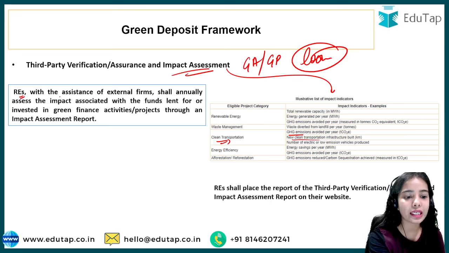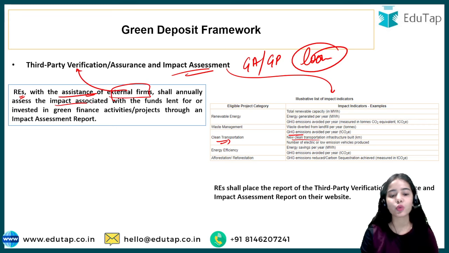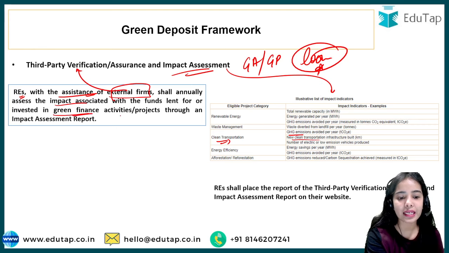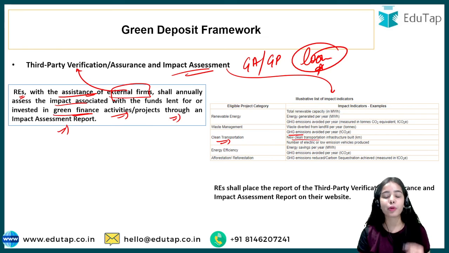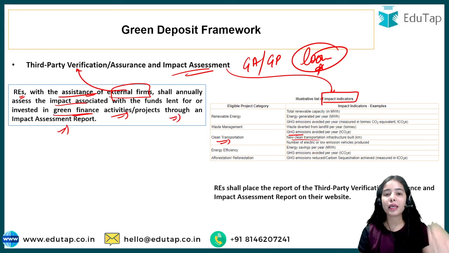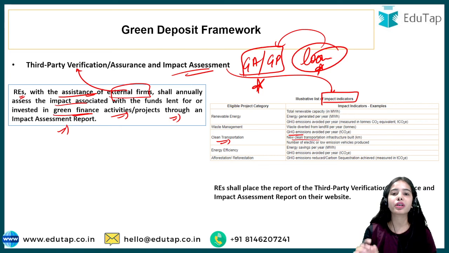So the regulated entities, with the assistance of the independent third party or the external firm, shall annually assess the impact associated with the funds that is lent out, the loan that has been provided for the green activity or green project in green finance activities or projects through an impact assessment report. So the impact assessment report has to be made, and these are the impact indicators. They show that, okay, how much the impact has been made. So impact assessment report has to be created for the loans that has been given for the green activity or green projects, that how much impact they are creating.